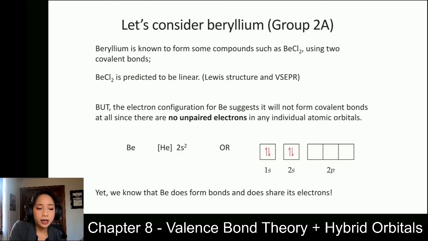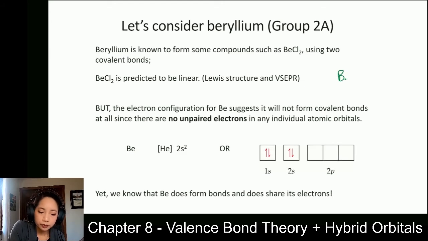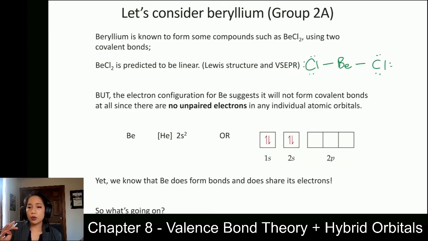Beryllium chloride is predicted to be linear. So beryllium chloride looks like this. All right, it's linear. And there's all the valence electrons. All right, so we have to use a different approach for valence bond theory to describe the shape and the bonds, the orbitals involved in the bonding description of this beryllium chloride case. All right, so let me just walk you through this.